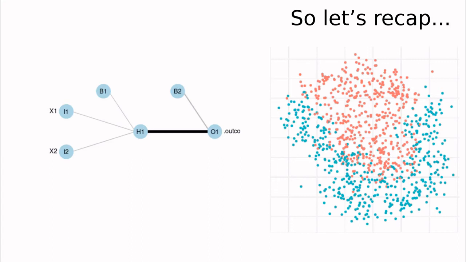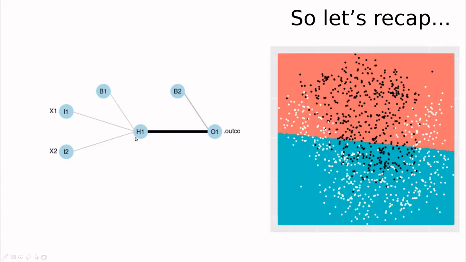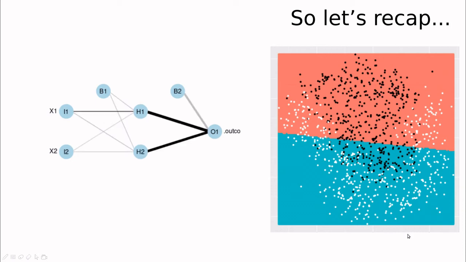So let's start with just one neuron. And again, with one neuron, we can only do linear combinations. So we cannot split the world up and down. So we have a lot of false negatives and a lot of false positives. So this is really bad. What if we have two?